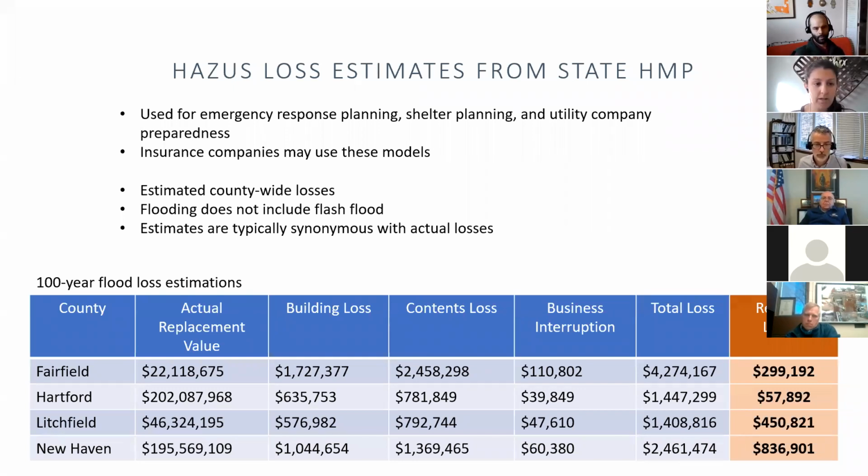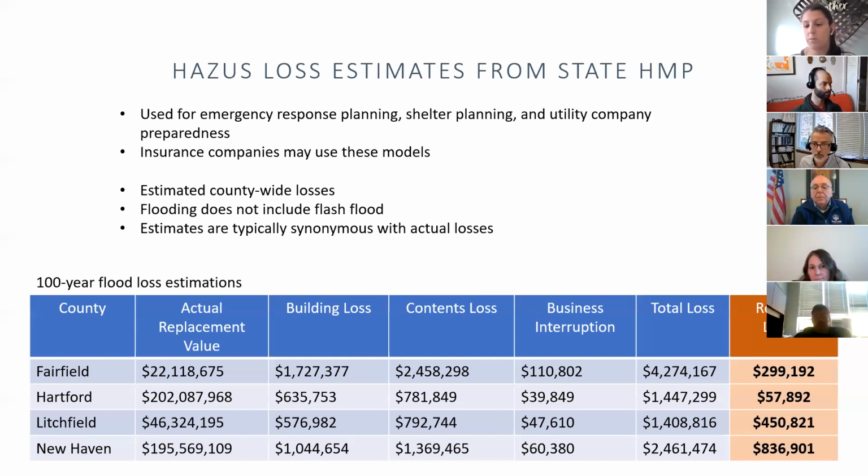So again, coming out of the state hazard mitigation plan, looking at a 100-year flood event, we have Fairfield, Hartford, Litchfield, New Haven counties, which you could see the total losses seem like a lot. But if we were to scale those down on a regional loss, so all the way to the right in that orange column, Fairfield County for the NVCOG would be about $300 estimated in losses. Hartford, $57,000, and then we have Litchfield and New Haven. Litchfield being about $450,000, and then New Haven $836,000. So again, these are modeled numbers taking into account building as well as contents and business interruption. So a few different aspects of loss going into that calculation.